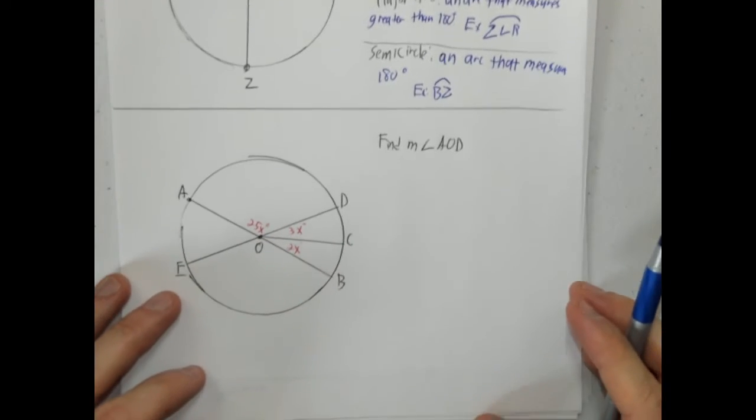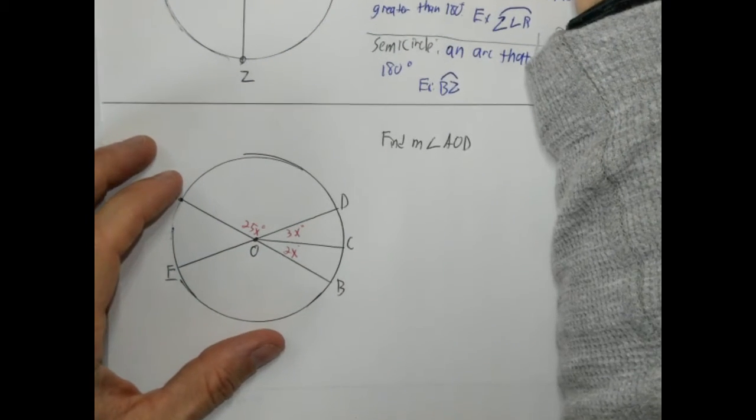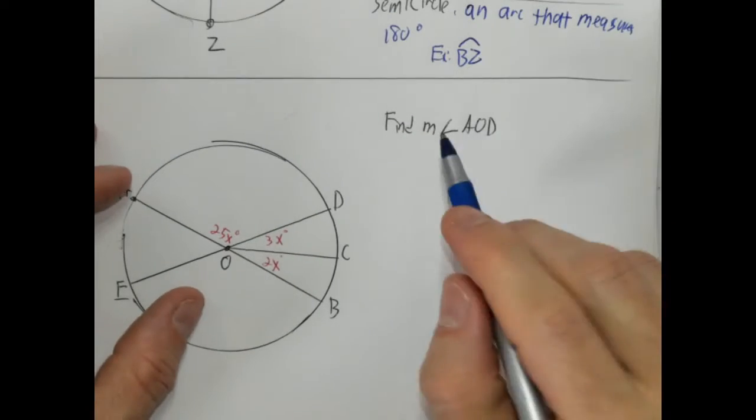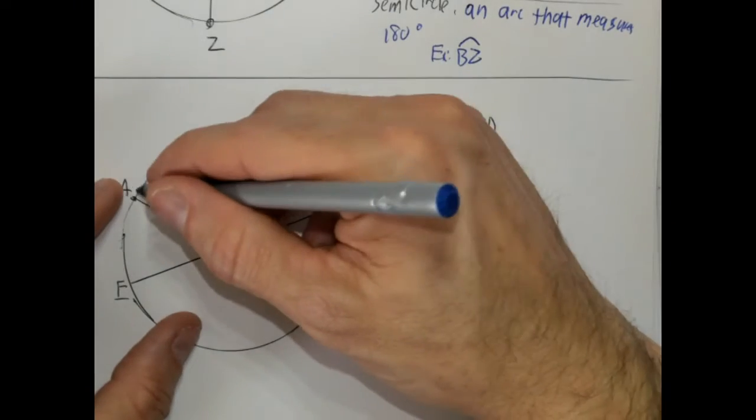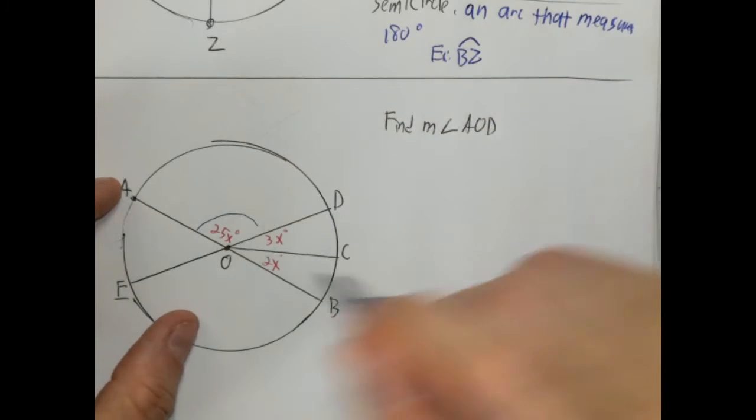So let's look at this example down here. I'll zoom in here. And the exercise is asking us to find the measure of angle AOD. So AOD is this angle here, right? That's the angle we're looking for.